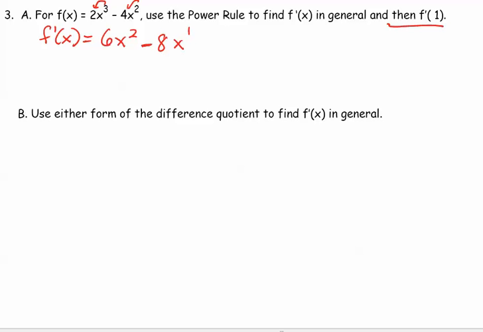And then we're asked to find f prime of 1. That would be the slope of the tangent at 1. So when we put 1 in here, we will get a slope of -2.